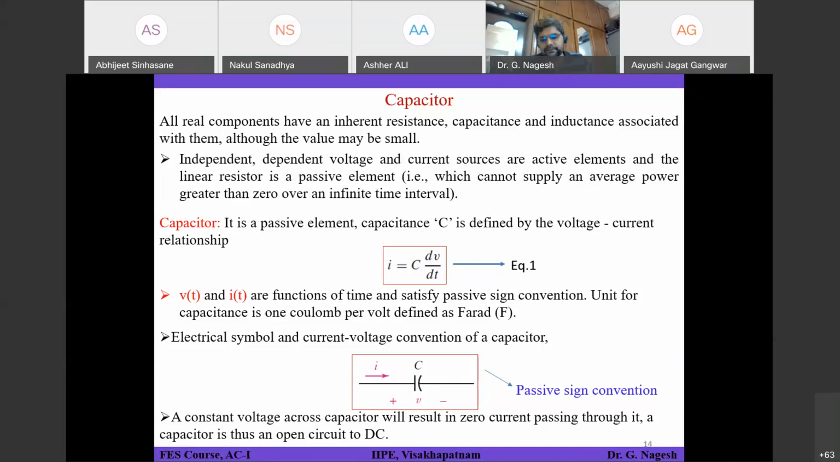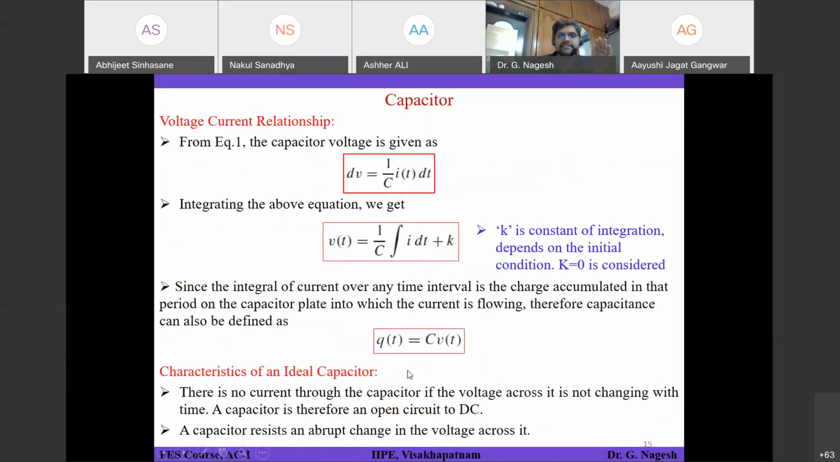So this is called the passive sign convention. That means the convention in which the current is flowing into your capacitor terminals. This is the passive sign convention. Usually we will use it in AC circuits.